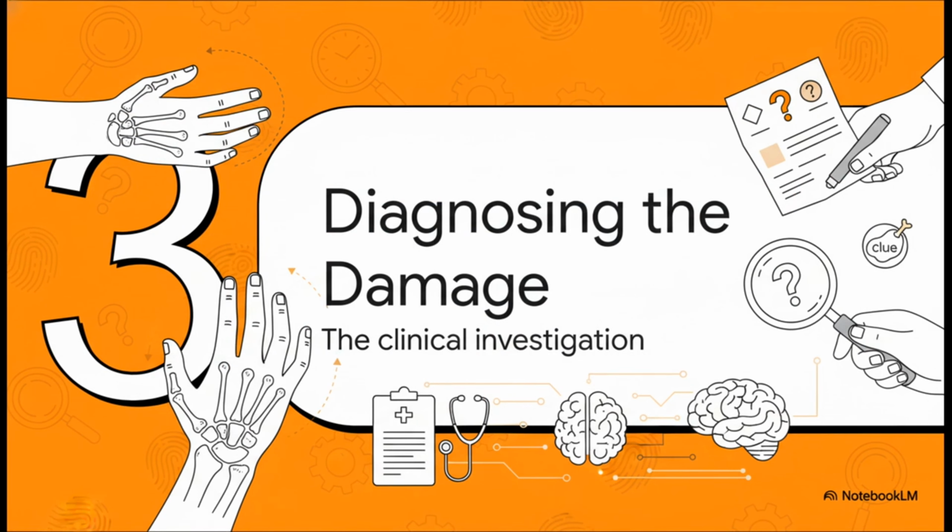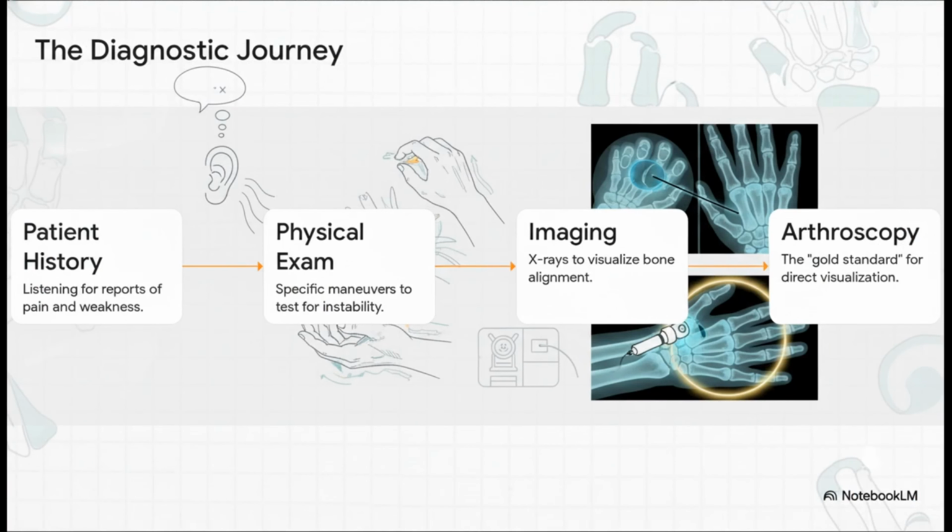All right, so with all this complex anatomy in mind, how do clinicians actually figure out what's wrong? The diagnostic process is kind of like a detective story, where you gather clues from the patient's experience, a physical exam, and, of course, some advanced imaging. It all follows a pretty logical path. First, you just listen to the patient's story. They'll complain of pain on the back of the wrist and weakness when they try to do things.